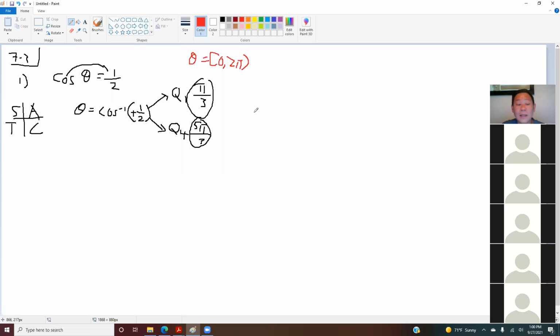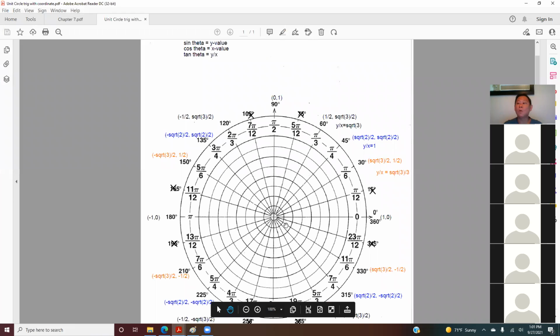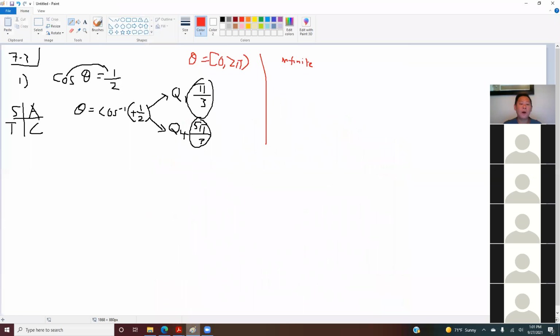And so what happens is that sometimes I want the answer to be an infinite solution. And when I want an infinite solution, it means that I want it forever. That means it's not just one revolution or one circle like this. I want it to be multiple revolutions. So if you want multiple revolutions, you just take this value that you found in here, pi over 3, and you just add 2k pi. And then same thing here, 5 pi over 3 plus 2k pi.